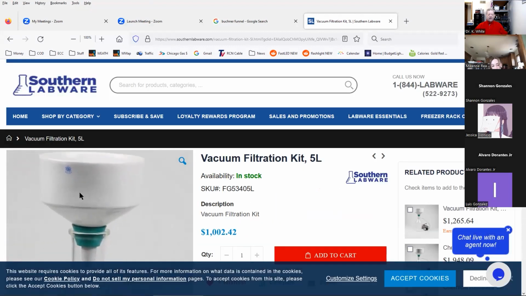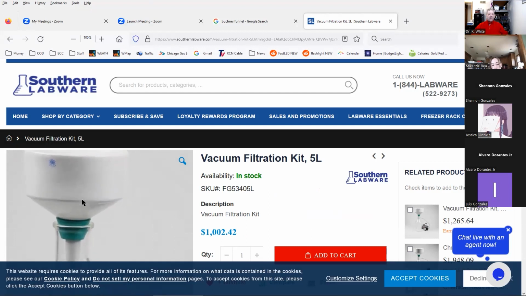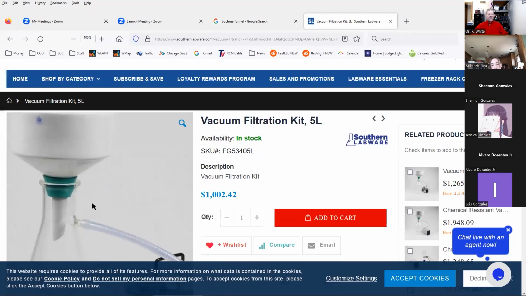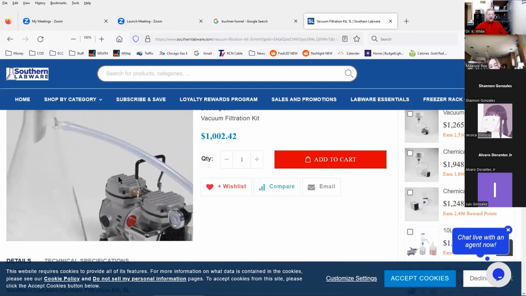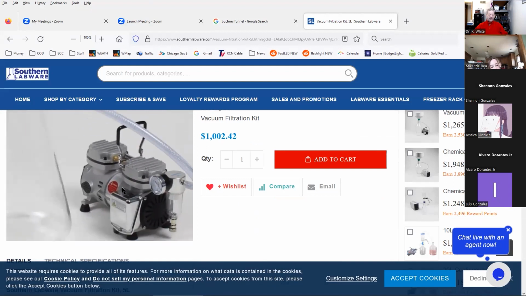See this white porcelain right up here? That's called a Buchner funnel. It has holes in it. And then this is an Erlenmeyer with a sidearm. You have an adapter. We use a cone adapter. And this sidearm, here we have hooked up the vacuum pump.